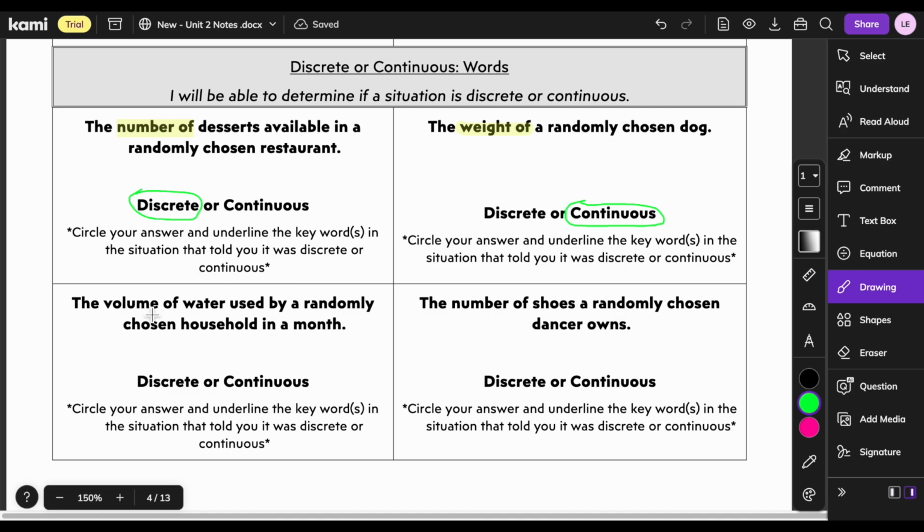Okay, so I want you guys to try to do these ones on your own. Make sure you underline those keywords. You're looking for something of, usually, okay, number of, volume of, weight of, things like that. So go ahead and make sure you do those two. And then you will then move on to the activity for the day.